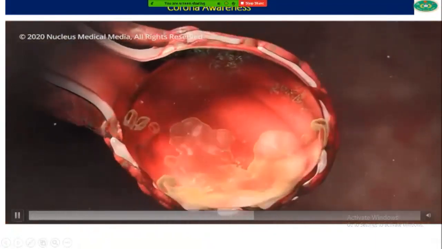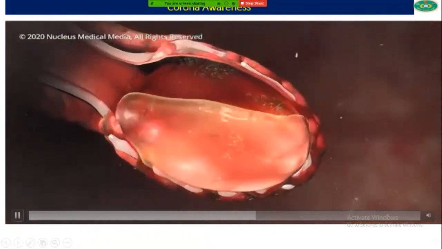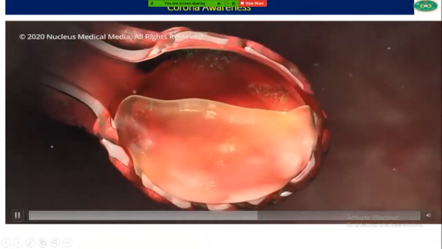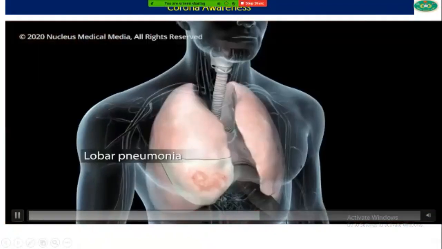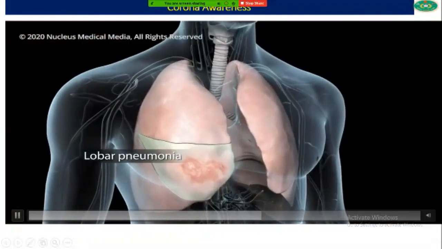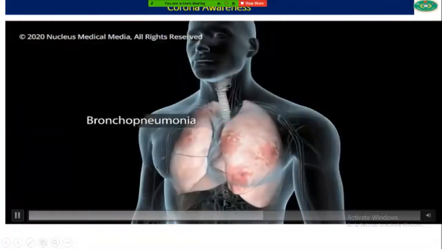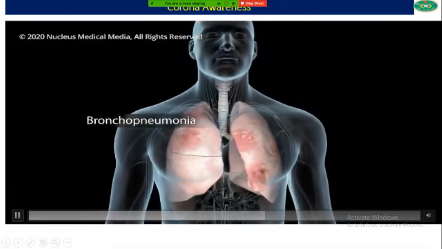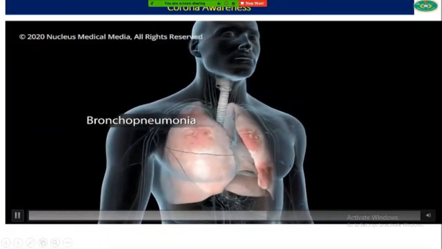The inflammation can cause your alveoli to fill with fluid, making it difficult for your body to get the oxygen it needs. You could develop lobar pneumonia, where one lobe of your lungs is affected, or you could have bronchopneumonia that affects many areas of both lungs.